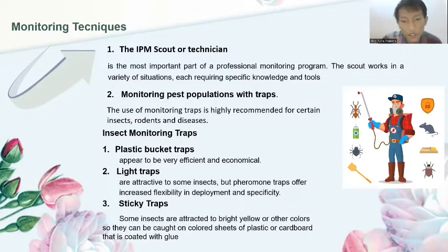The second is light traps, which are attractive to some insects, but pheromone traps offer increased flexibility in deployment and specificity. The third is sticky traps. Some insects are attracted to bright yellow or other colors, so they can be trapped on colored sheets of plastic or cardboard that is coated with glue.